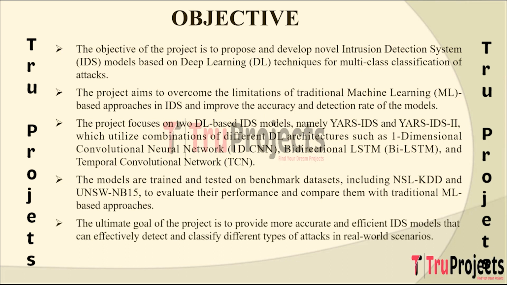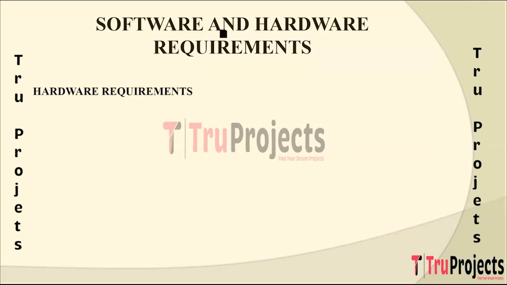The ultimate goal of the project is to provide more accurate and efficient IDS models. These models are intended to effectively detect and classify different types of attacks in real-world scenarios. By improving accuracy and efficiency, the project aims to contribute to better cybersecurity measures, enabling timely and precise responses to diverse cyber threats. Software and hardware requirements.